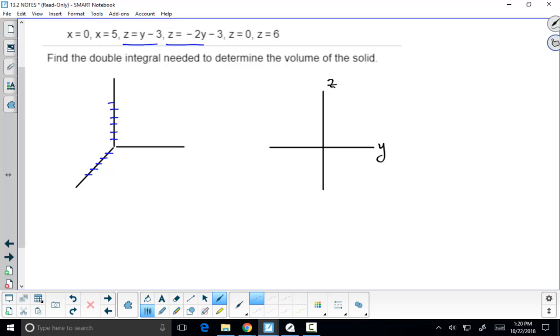So for the domain over here, when we graph those two, we're going to look in the yz plane. The first one, z equals y minus 3, has a slope of 1 and a z-intercept, in this case, of -3. So we have something like that, where this is down at -3 and this is at +3 there. The other one, with a slope of -2, also has an intercept of -3. So it looks like the slope is -2, so it's going to be coming down like that.